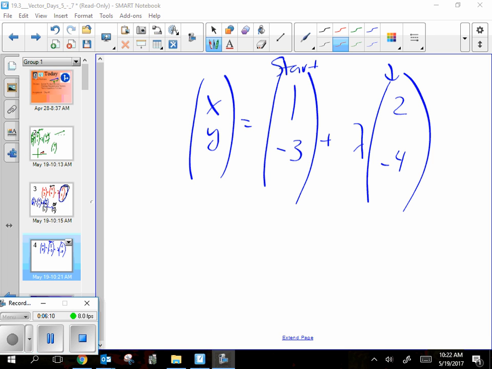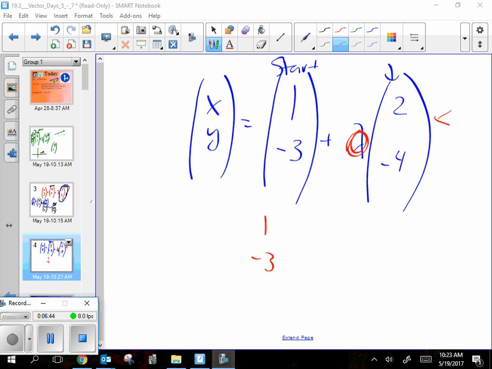It's fairly simple. I know some of you didn't even use lambda for this, but I want you to think about lambda for just a second. If I say lambda is 0, it's like you're going to take 0 vectors in that direction. So it's like I'm telling a computer, start at 1, negative 3, and then go 0 of these, which would mean you don't go anywhere. So if they put in lambda as 0, you just have your starting place.